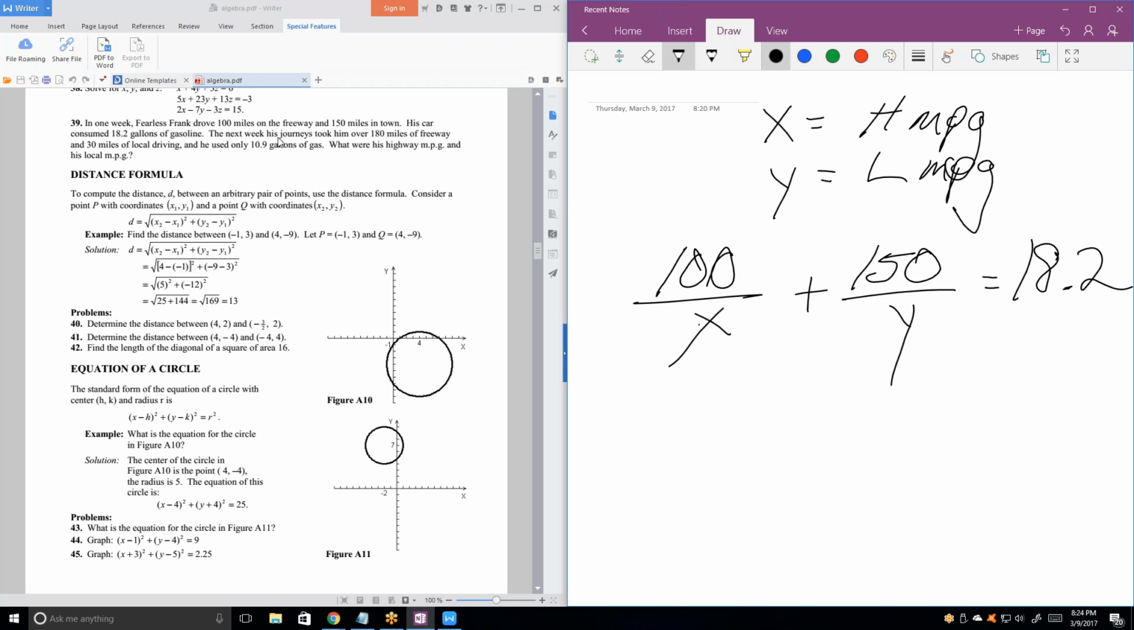But they gave us the next week. The next week, he drove 180 miles on the freeway. Well, I'm still going to divide that by X. That's how many gallons he used on the freeway. Plus 30 miles in town divided by Y, the number of gallons used in town, and all of that was equal to 10.9. Now we have two equations and two unknowns, so we're going to be able to solve it for X and Y.